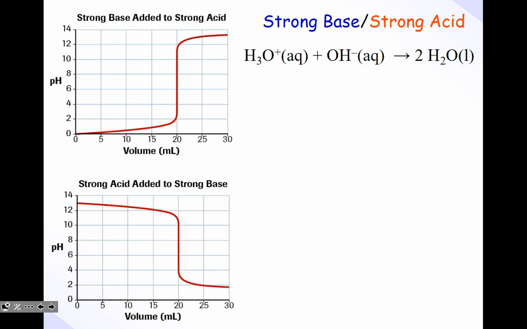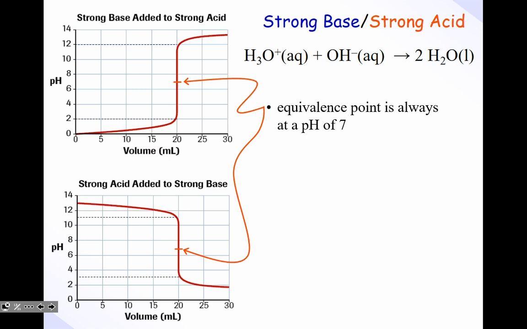Strong base, strong acid. When you have a strong base, strong acid combo, what you notice is that the pH at the equivalence point is always 7. And remember how you read the equivalence point? You take a look at the vertical space here, and it's the center of that. So here's a vertical space here. It's the center of that.